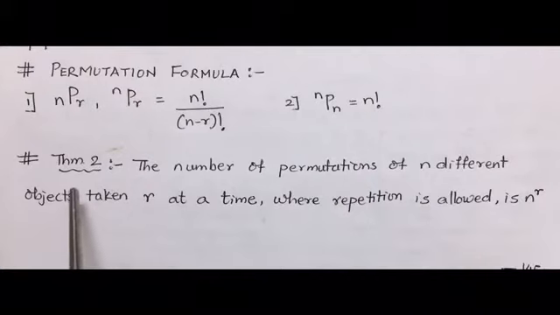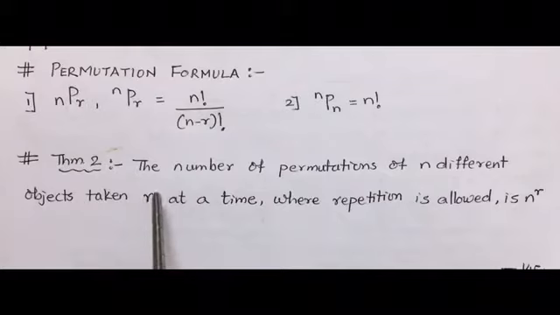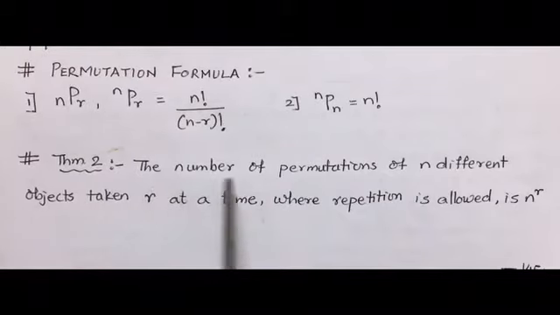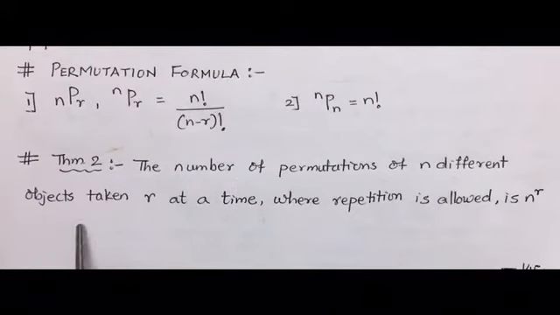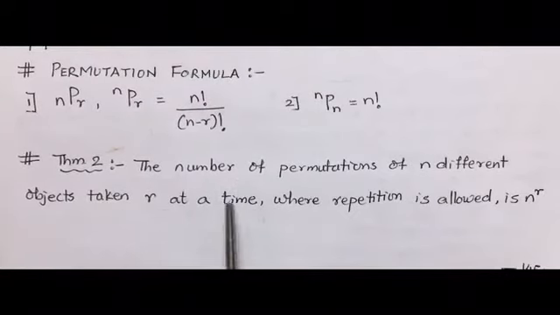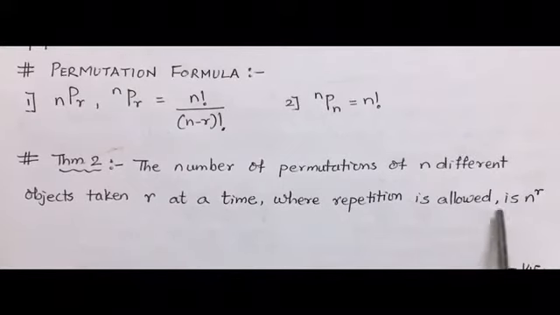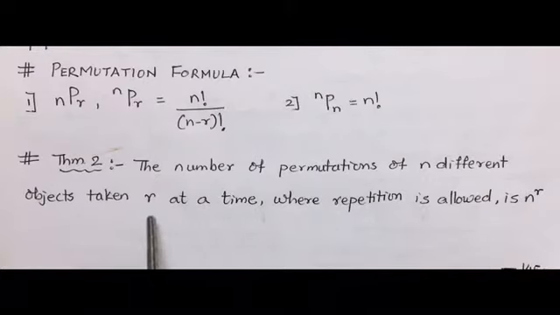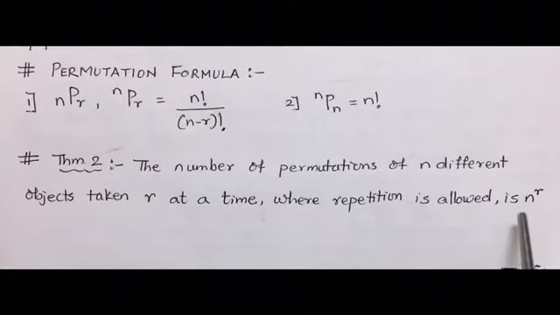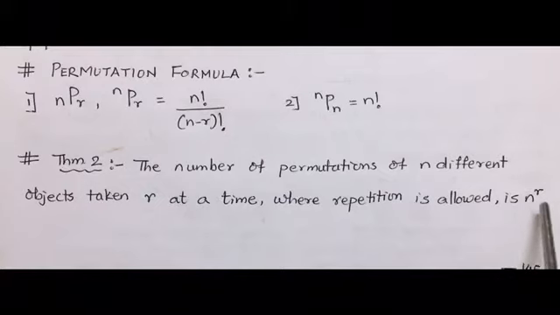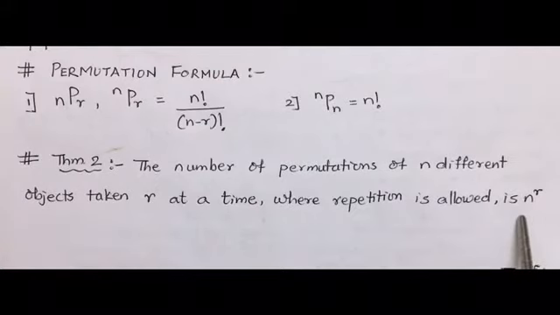Now theorem 2 is another formula, with repetition. The number of permutations of n different objects taken r at a time where repetition is allowed is n raised to the power r. If the repetition is allowed in arranging the objects, then directly we take it as n raised to the power r. This becomes a formula when repetition is allowed.